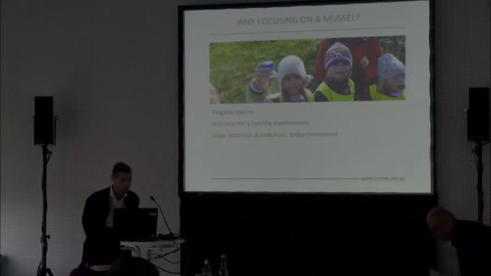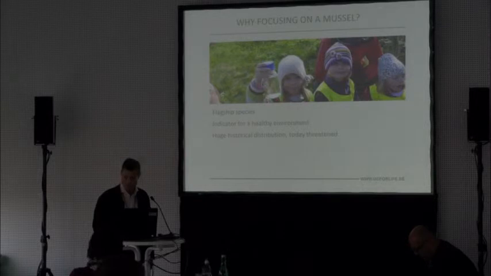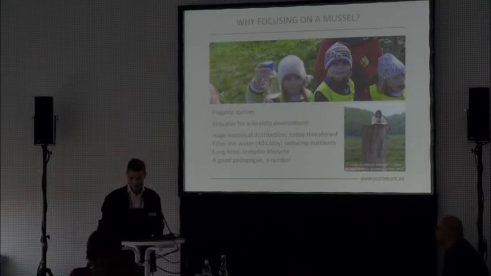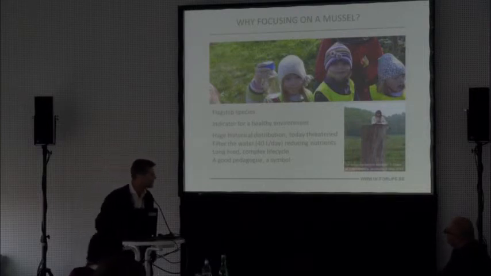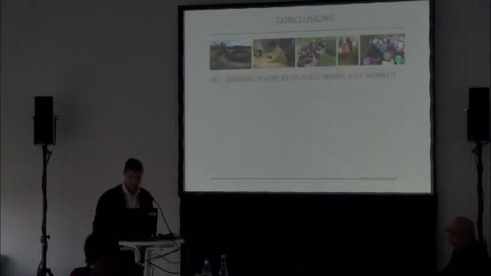The mussel has had a huge historical distribution range, but is today the most threatened mussel species in Europe. The mussel filters water up to 40 liters per day, thereby reducing nutrients. It's long-lived with a complex life cycle, as you heard, and it's a good pedagogue and a symbol of our work. This picture on your right-hand side shows European Parliament member Lavigne talking mussels during the opening ceremony in the Philodendron Valley this spring. So even politicians can speak mussels.